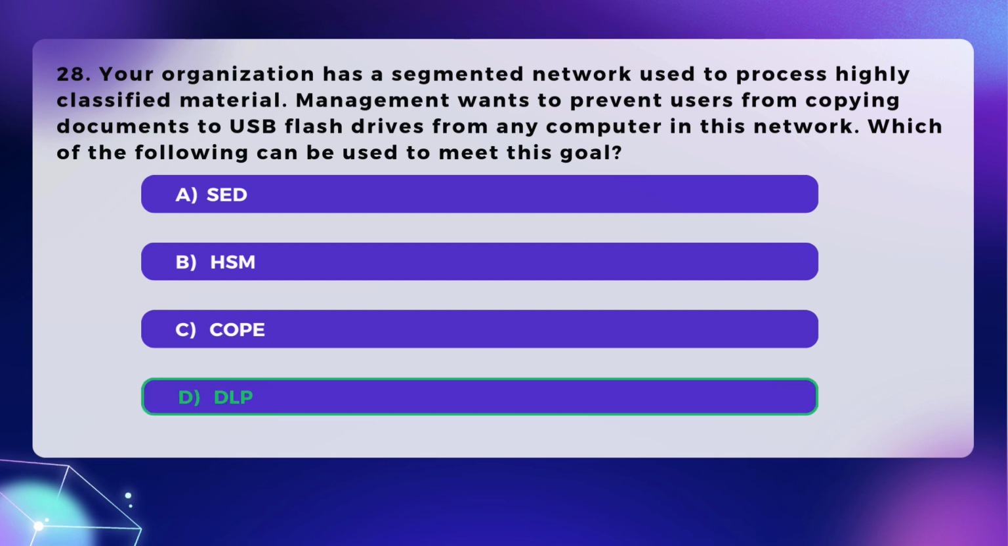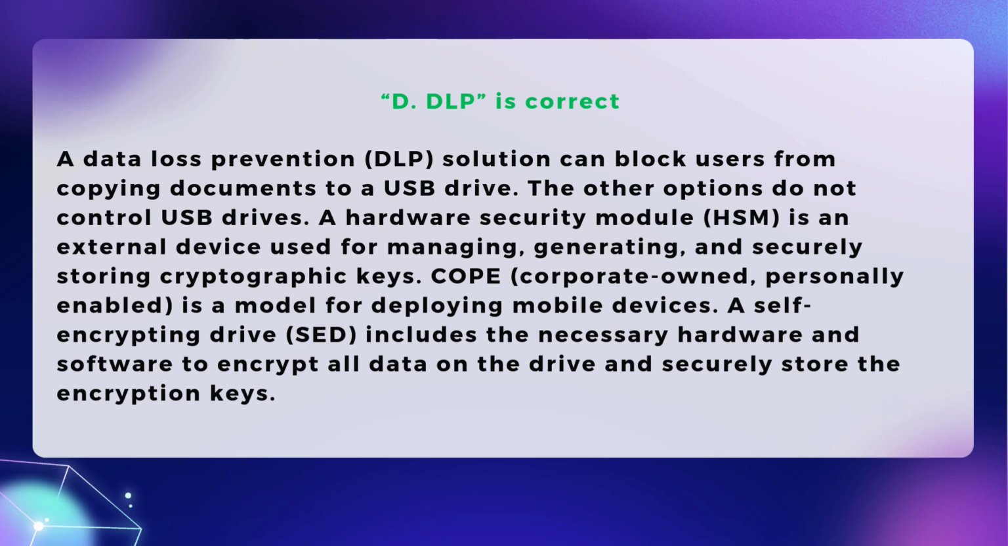The correct answer is D. A data loss prevention, DLP, solution can block users from copying documents to a USB drive. The other options do not control USB drives.